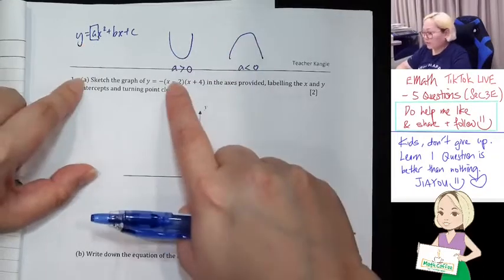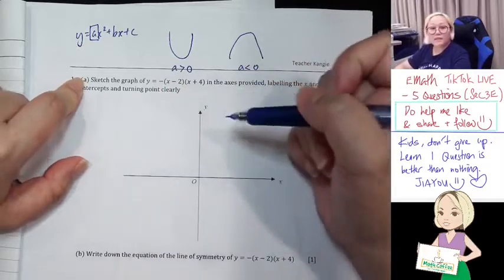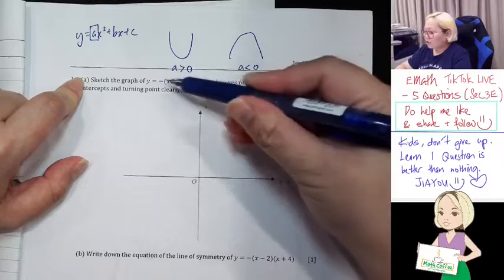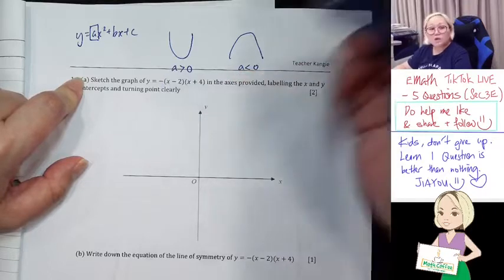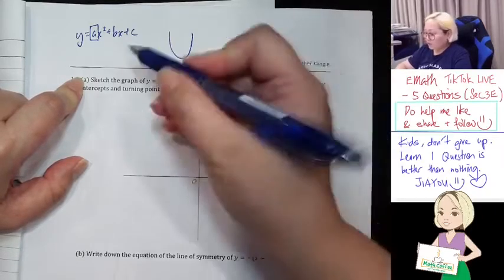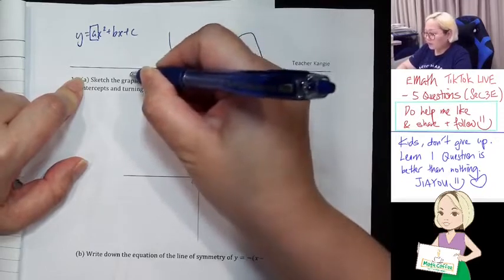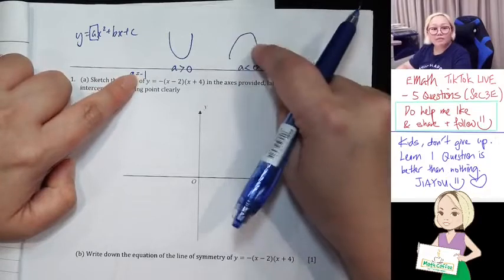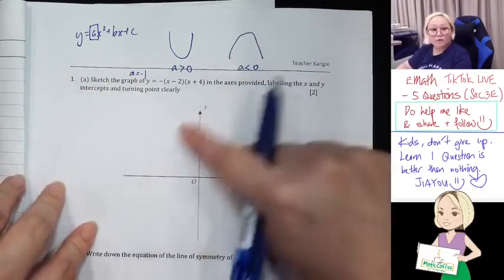Okay, so let's take a look at this one. How do I define whether it is happy or sad? If you expand everything, you will get minus x squared. So it is negative 1. For this case, A is negative 1, which means it is a sad face. So you already know that your graph will look like that.